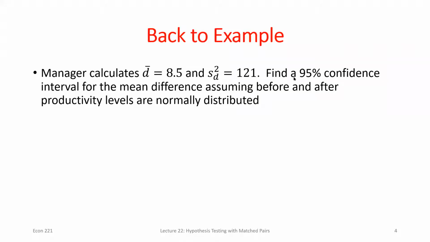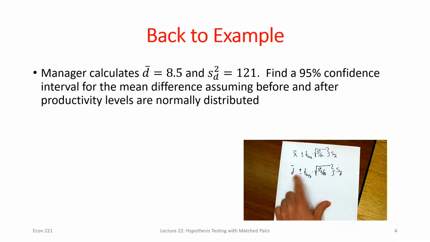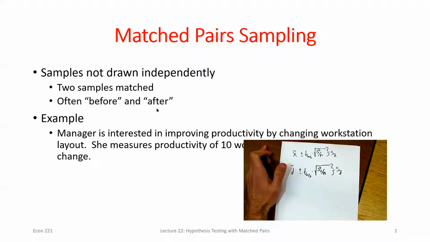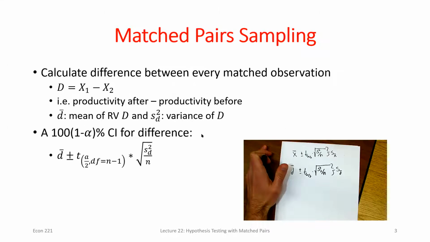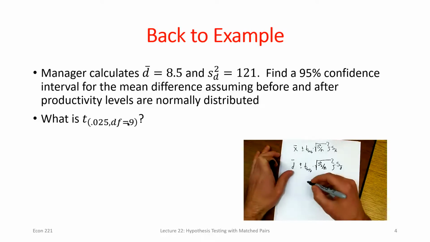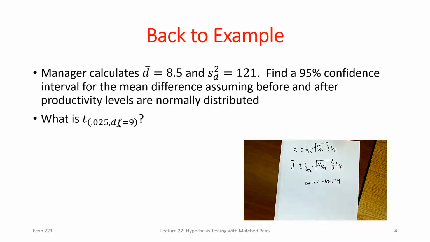If I want to build a 95% confidence interval, what do I need to do? Well, if I think about the equation, I've got my sample difference of 8.5, I've got the variance of 121. If we go back, I think it was 10 employees. All I have to do is find that t-value. Maybe I should double check. Yeah, 10 workers, okay? So if I have 10 workers, my degrees of freedom is n-1, so 10 minus 1 is 9. So I've got my degrees of freedom of 9.